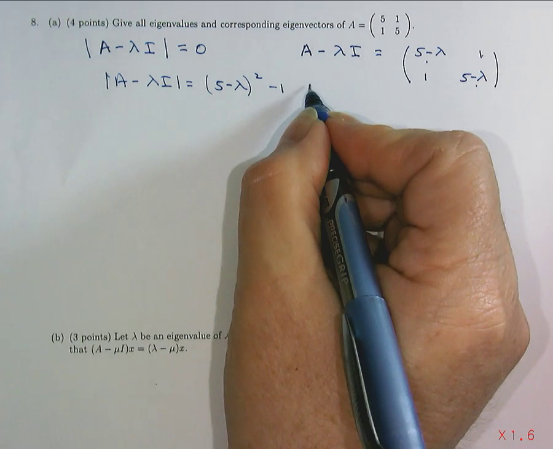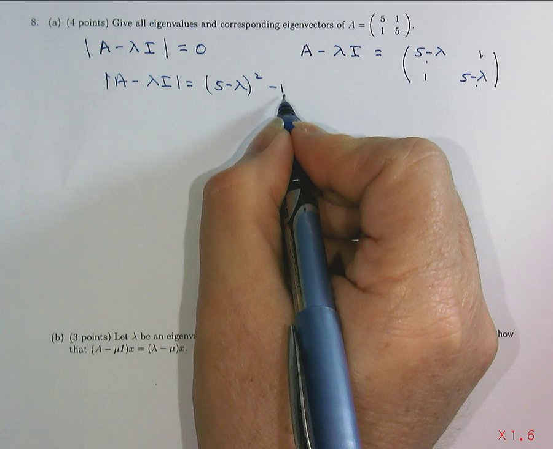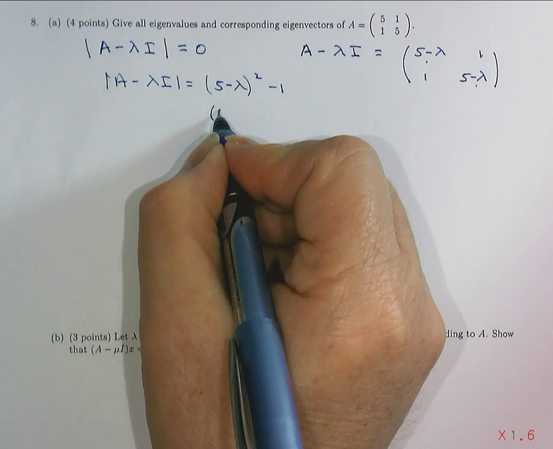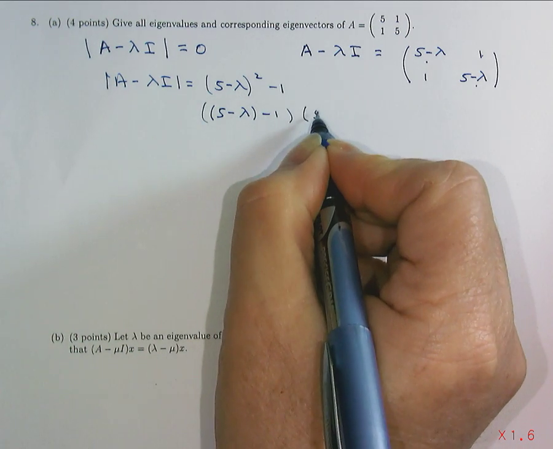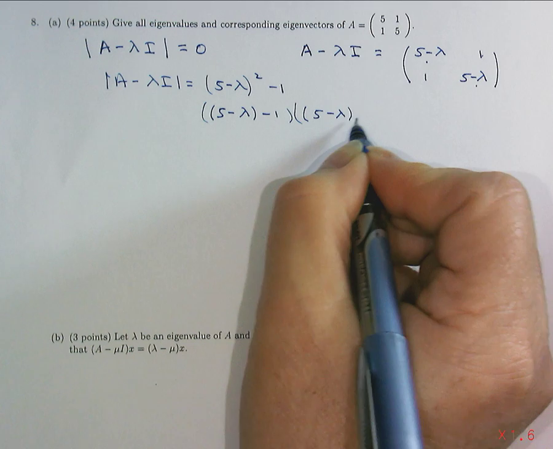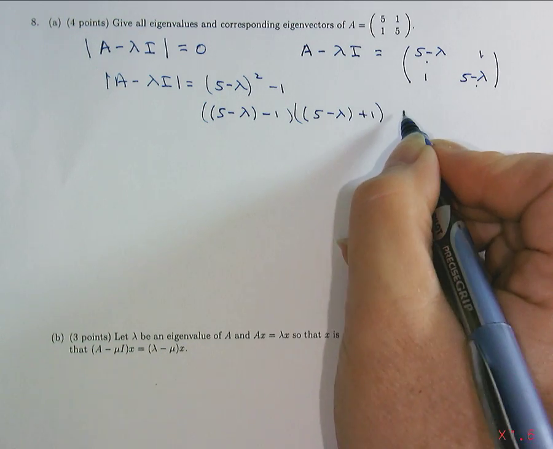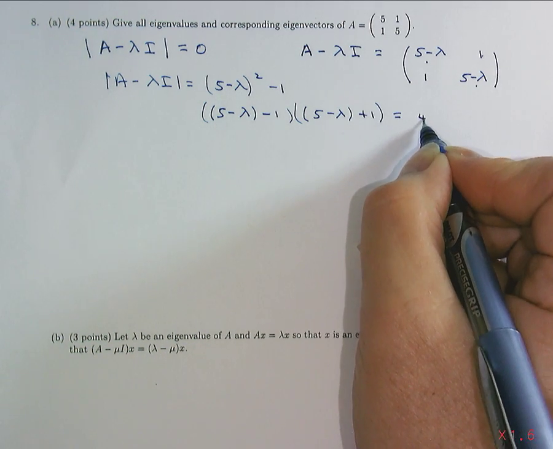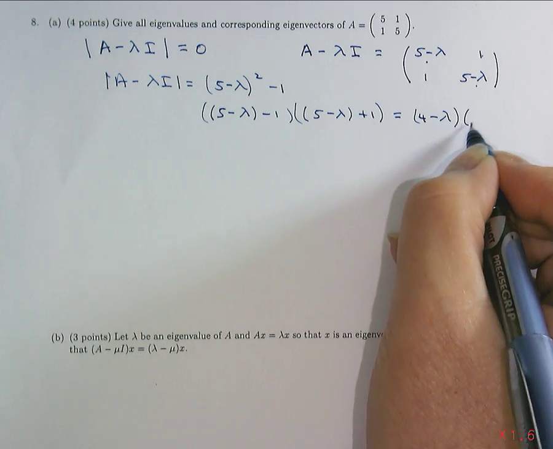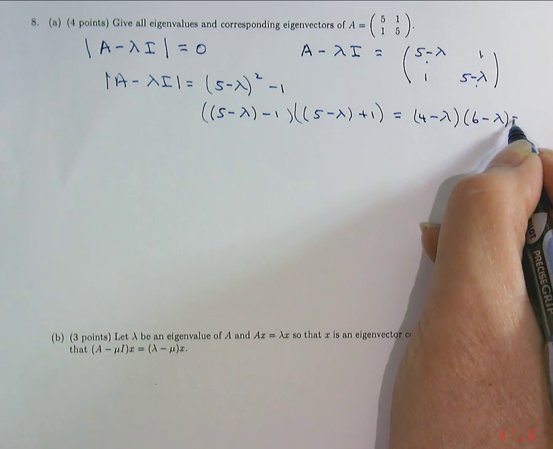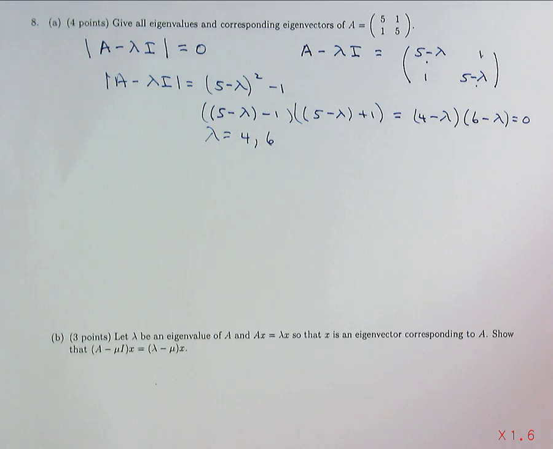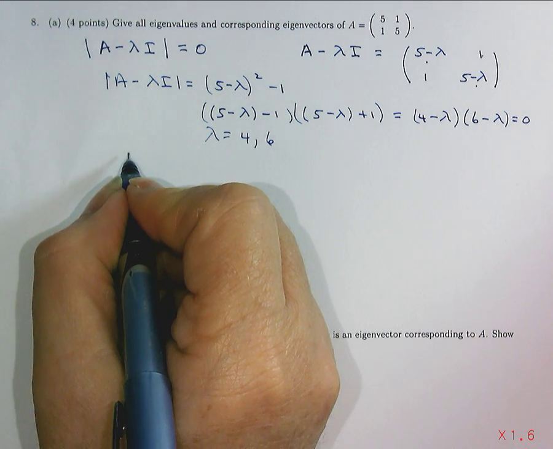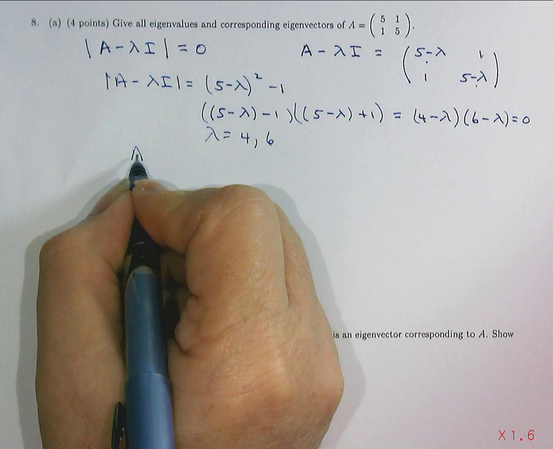And when we set that equal to 0, we find this actually factors to 5 minus lambda minus 1 times 5 minus lambda plus 1. So either 4 minus lambda is equal to 0 or 6 minus lambda is equal to 0. So lambda is 4 or 6. Those are the eigenvalues.